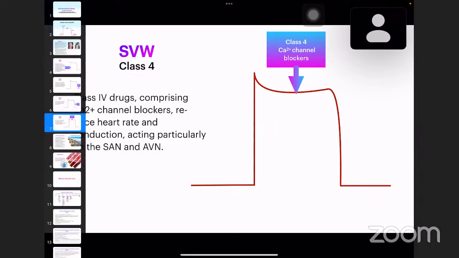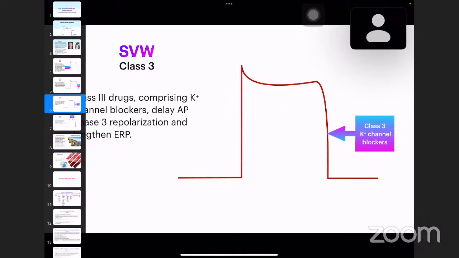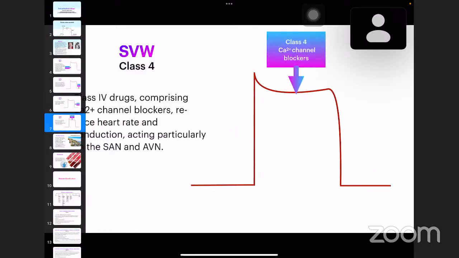Both class 3 and 4 are for calcium channels, huh? No, sir. Class 3 is potassium channels. Okay, because I heard calcium. No, sir. Class 3 is potassium channels. So this is a quick recap of the old classification.